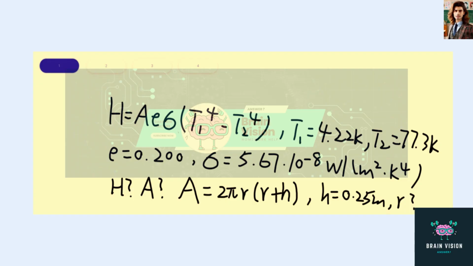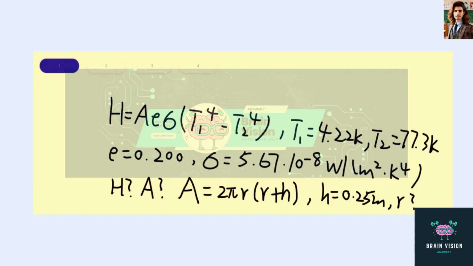A is the surface area of the cylindrical metal can. E is the emissivity. Sigma is the Stefan constant. T1 is the temperature of liquid helium, and T2 is the temperature of liquid hydrogen. It seems that we got the value of E, the value of sigma, and the values of T1 and T2, but we don't have the value of surface area.